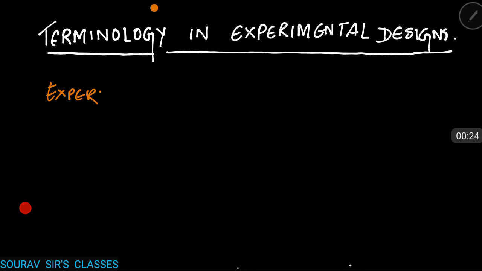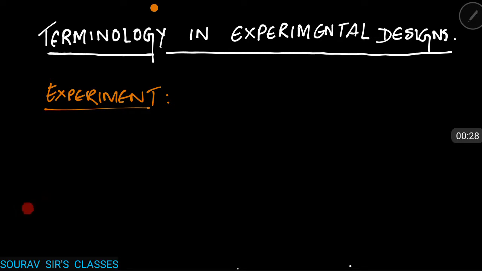experiment. An experiment is a device or a means of getting an answer to the problem under consideration. Experiments can be classified into two categories: A. Absolute, and B. Comparative.